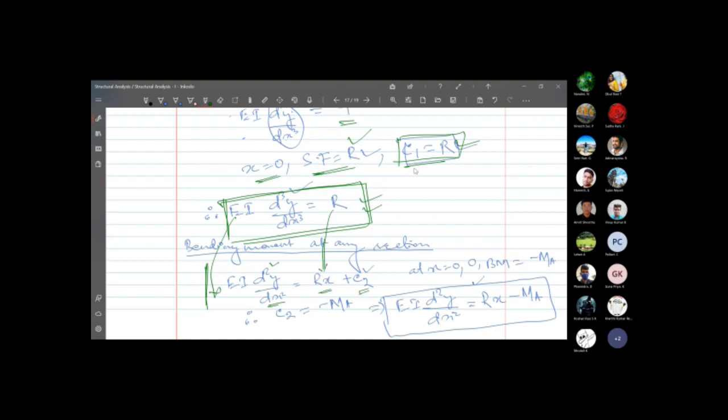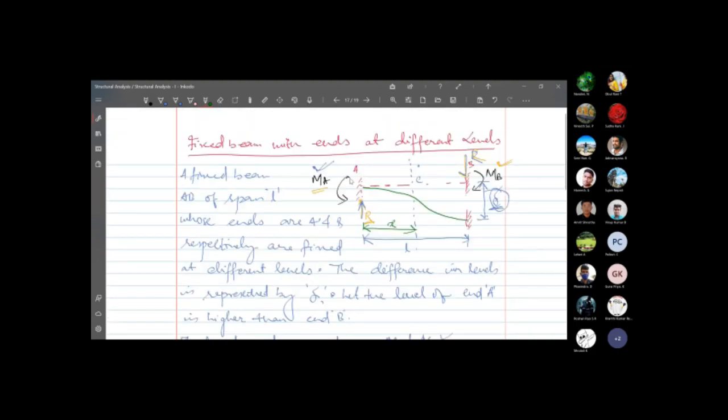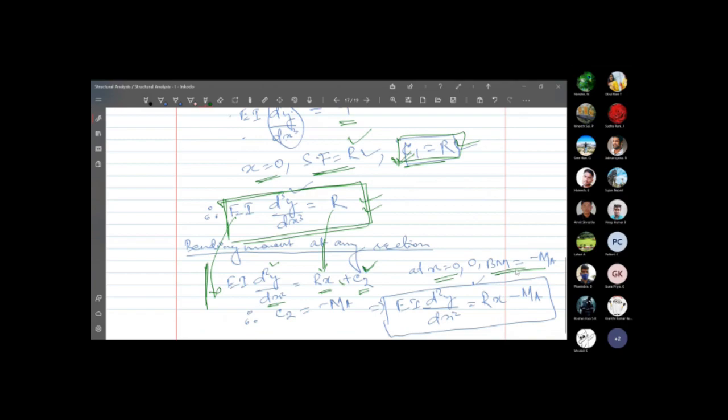Why C2? Because here I have already taken the constant as C1, so I have taken the constant to be C2. Now at x equals 0, the bending moment is minus MA. Since it is in the anti-clockwise direction, I have taken the minus sign, so the bending moment is minus MA. Therefore this C2 value will be MA. So I can write EI d square y by dx square equals Rx minus MA.